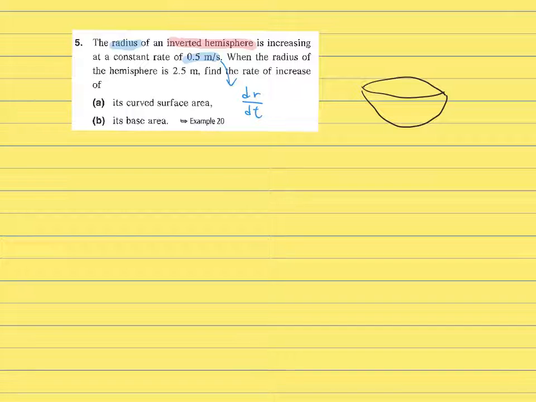Then we also find the rate of increase of the curved surface area. Curved surface area, that means this is dA/dt. Now let's have a look. How can we find this one for part A first? For part A, we need to let capital A and R represent them respectively.